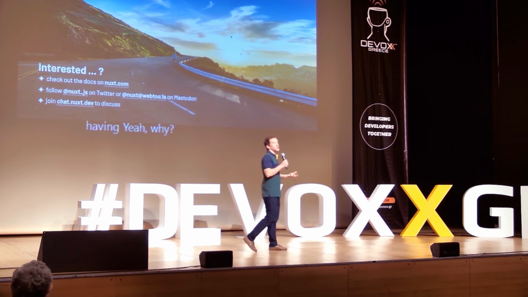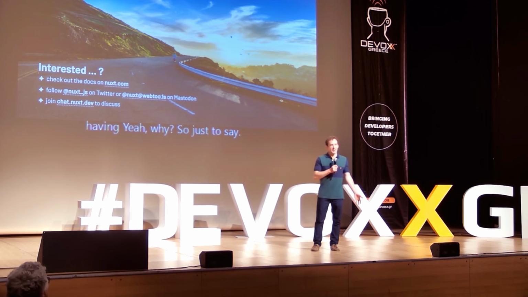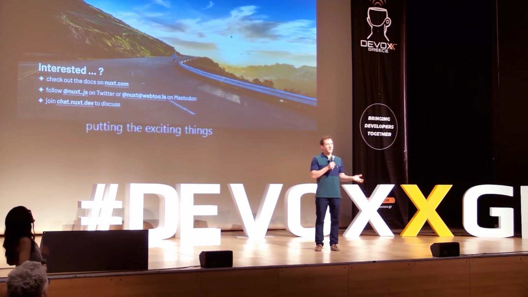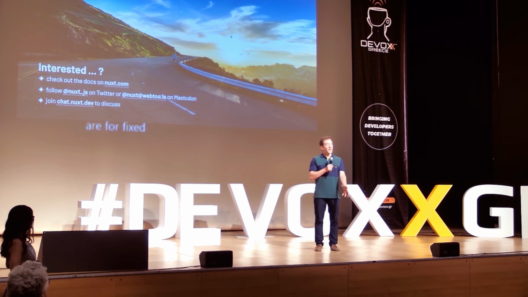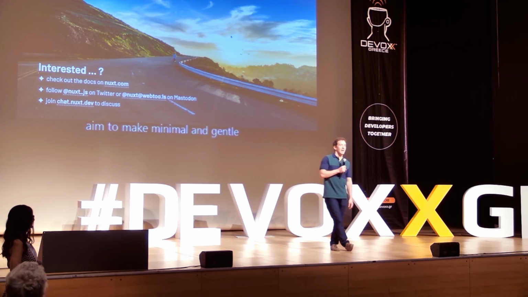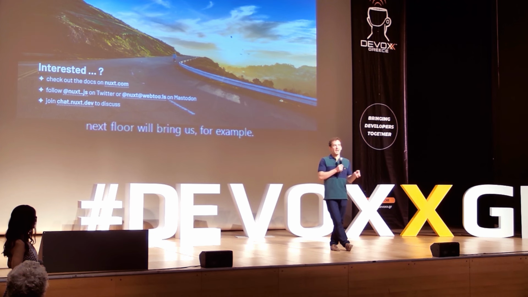So just to say, Nuxt 4 is obviously coming, and that is not where we're putting the exciting things, so that we adhere to semantic versioning. Patches are for fixes, minor releases are for new features. That's where the exciting stuff is. And major releases are for breaking changes, which we aim to make minimal and as gentle as possible. So one of the changes Nuxt 4 will bring us is, for example, a more performant kind of data store, which is technically breaking, but is going to be better for almost everybody.